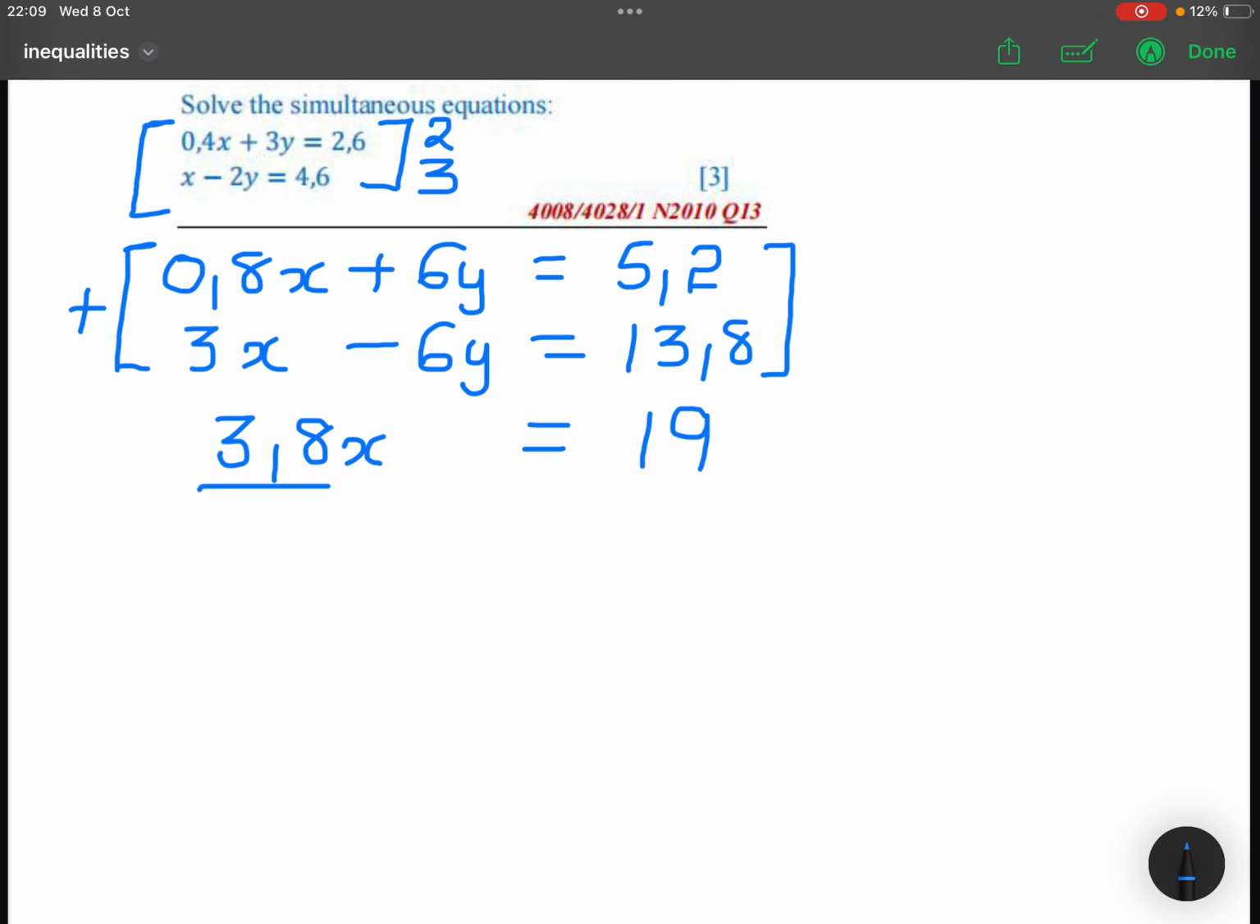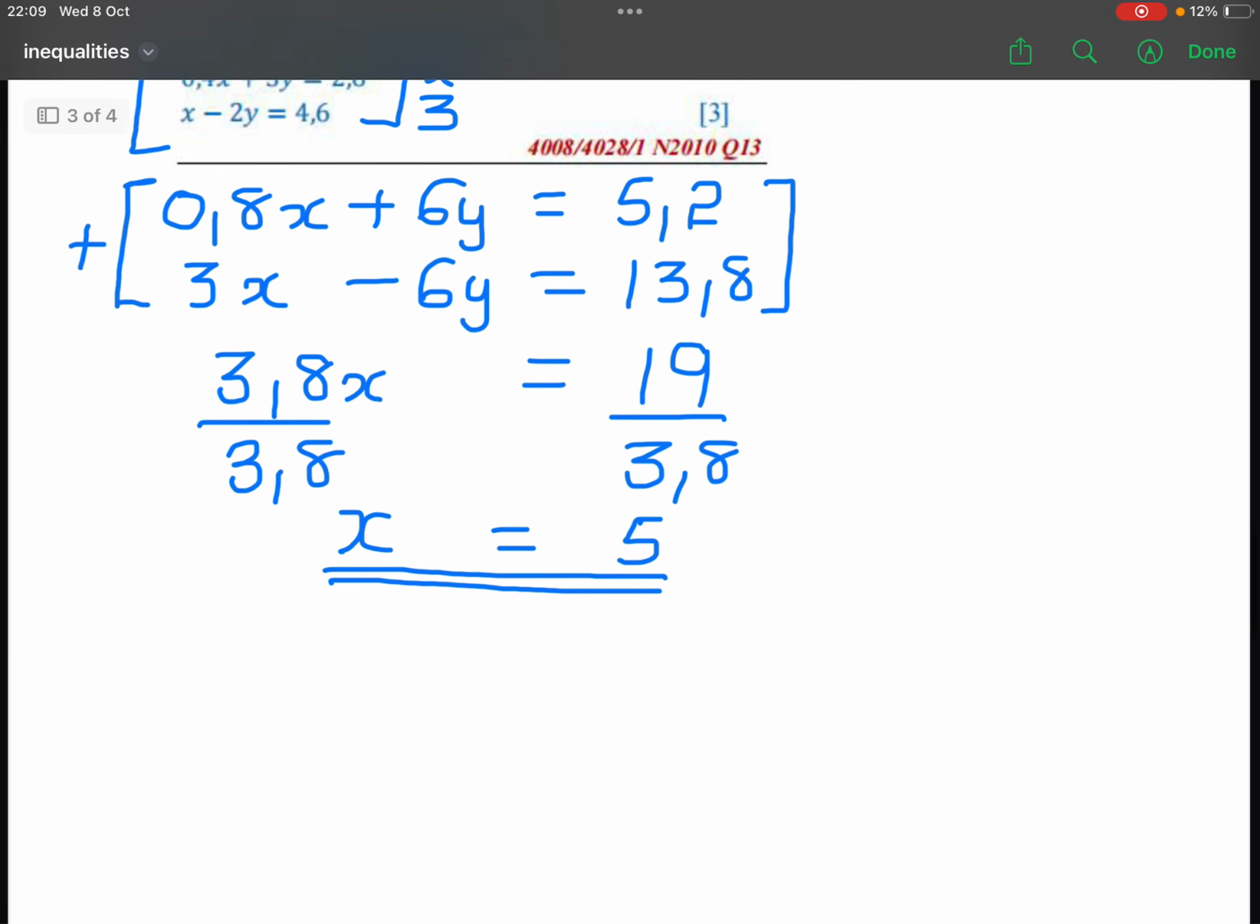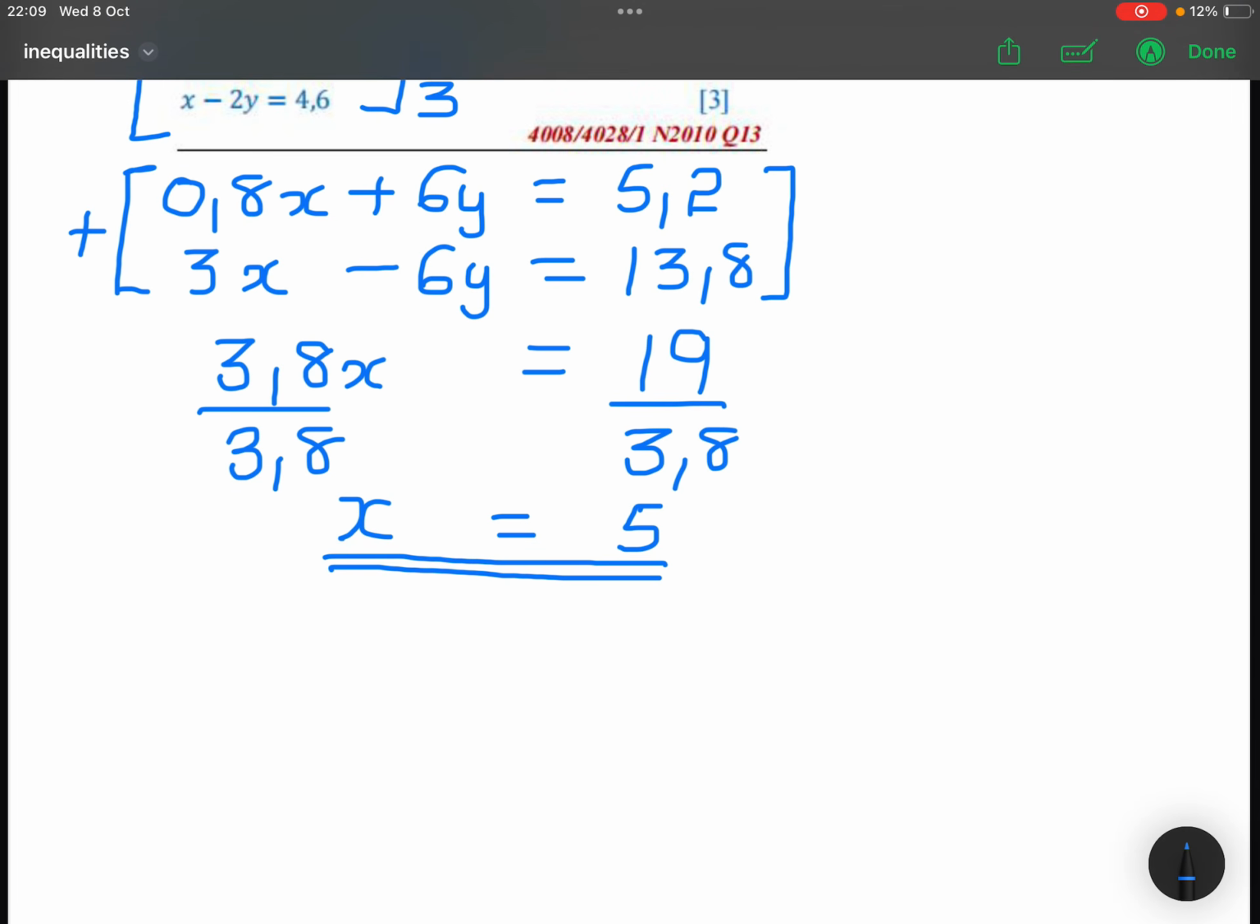And then after that, we need to divide both sides by 3.8 so that we obtain the value of x. 19 divided by 3.8, we get our x is 5, right? And then after that, we are going to substitute x is equal to 5 in any of the equations. So here we are having x minus 2y is equal to 4.6, right? And here we substitute 5 on x.